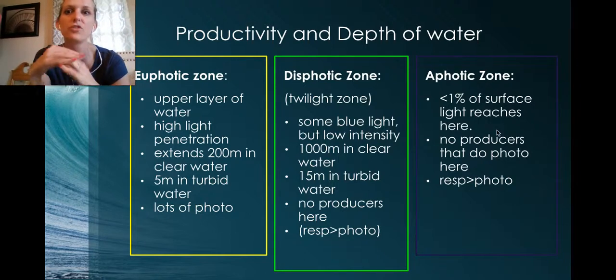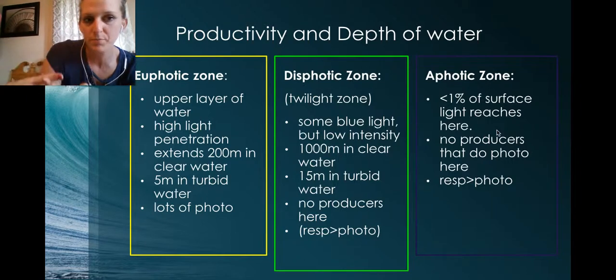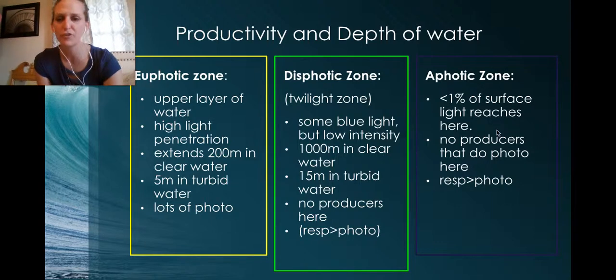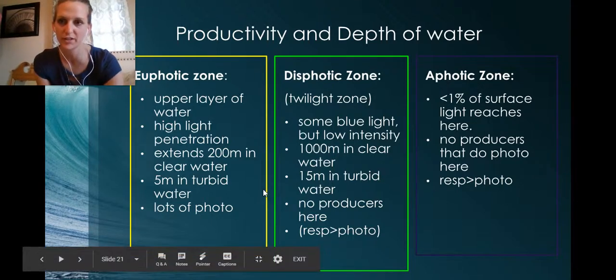The aphotic zone, A is going to be not, so not photic, no sun at all. Less than 1% of surface light can reach here. There's no producers, there's no photosynthesis. Again, respiration is going to be greater than photosynthesis, so what should we expect to find there is a lot of carbon dioxide. Euphotic zone, where there's lots of photosynthesis, we should expect to find a lot of oxygen.